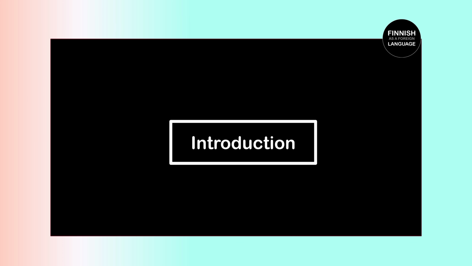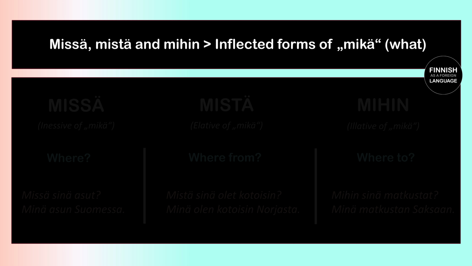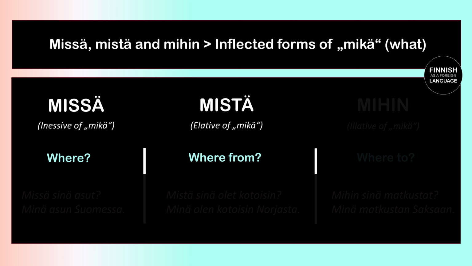So let's go. Missä, Mistä and Mihin are inflected forms of the pronoun mikä. Mikä means what? Missä means where, it's the inassive case of mikä, and it only refers to questions about static locations. Then we have mistä, which means where from. It's the elative case of mikä, and it refers to a movement away from a location.